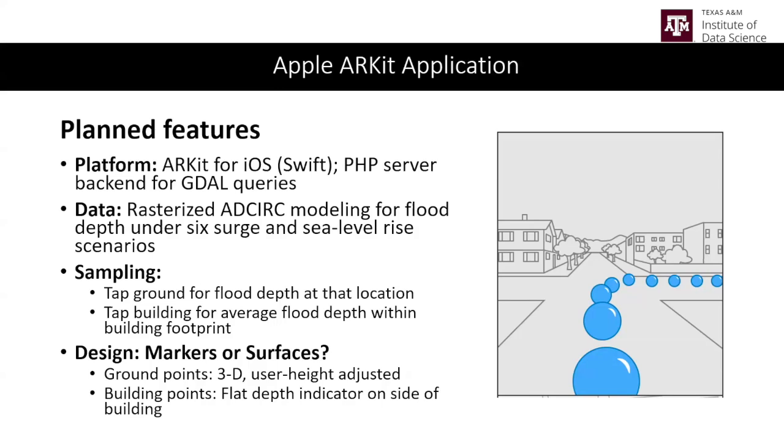And then design and sampling, this is what I'm still kind of playing around with. Probably I want to let the user tap the ground to get flood depth at a specific location, or tap a building to get flood depth in that building footprint. So limit the information displayed to specifically requested locations.